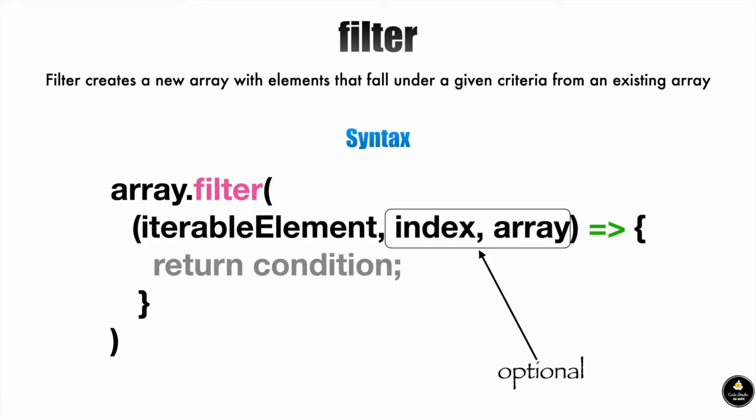You know this thing, right? Index and array objects are optional. You have seen the last 2 videos. If you haven't, please do watch them. The links are in the description below.